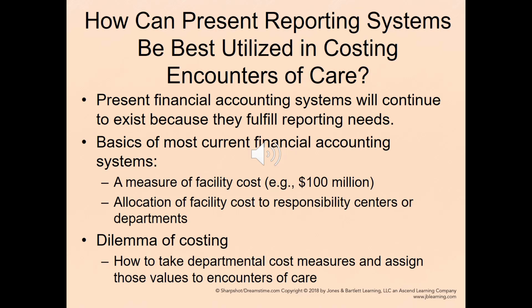Present financial accounting systems will continue to exist because they fulfill the reporting needs. The basics of most financial accounting systems provide a measure of facility cost and an allocation of facility cost to responsibility centers or departments. The dilemma of costing is how to take departmental cost measures and assign those values to encounters of care.